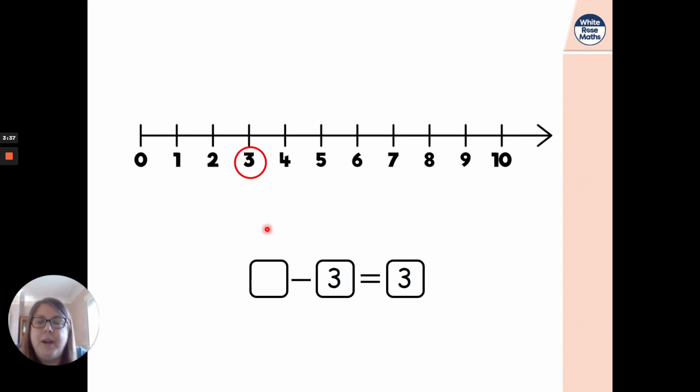So if we start at 3 and we jump 3, 1, 2, 3, it takes us to 6. Well done if you managed to do that. Fantastic. And again, we can check by going the other way. 1, 2, 3. Yeah, 6 take away 3 equals 3. Fantastic. Next one. Off you go.